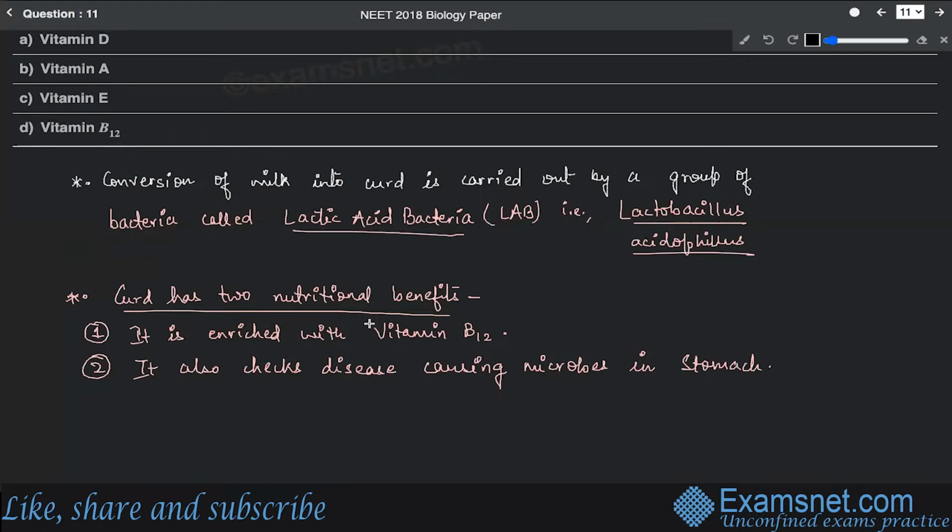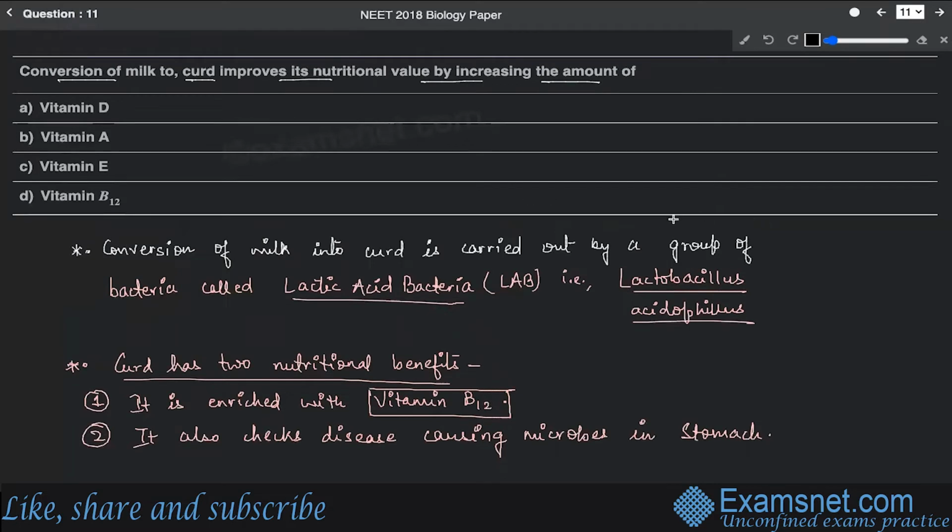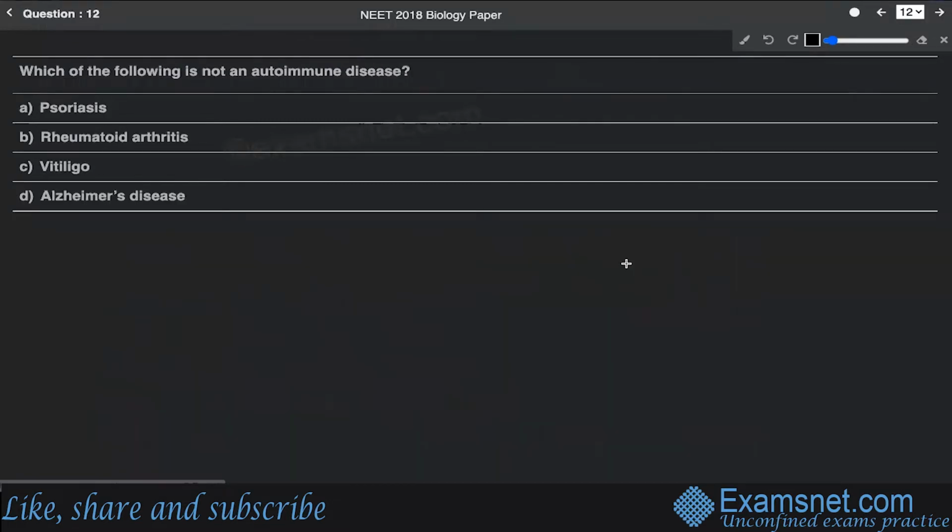So as you can see over here, it is asking about the nutritional benefit that is present. That means which vitamin is found. So it is vitamin B12 that you can see over here. So this means that option D is the correct answer. All right, vitamin B12.